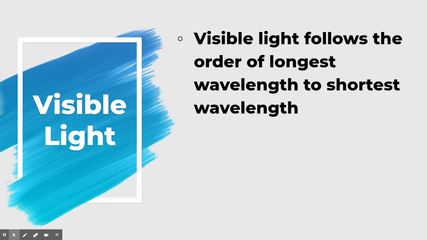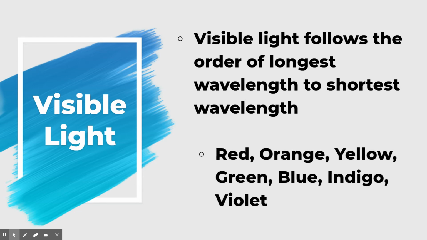Visible light follows the order of longest wavelength to shortest wavelength. So we start with red as the longest wavelength, lowest frequency. Then it goes orange, yellow, green, blue, indigo, and violet. You might notice those are the colors of a rainbow. And this is exactly why they separate into those different categories or those different bands in a rainbow.